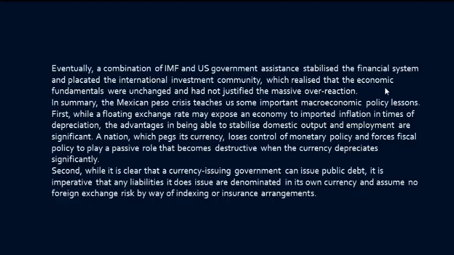So some of the lessons from the peso crisis is that a floating exchange rate exposes an economy to imported inflation, and this is a disadvantage. There is also erratic exchange rate which destabilizes trade, but there is an advantage in domestic stabilization. You can pursue your monetary policy to stabilize the domestic output and employment, and this is a significant gain. If you peg your currency, you lose the control of monetary policy, and fiscal policy can then no longer be used because it also interferes with the monetary policy.